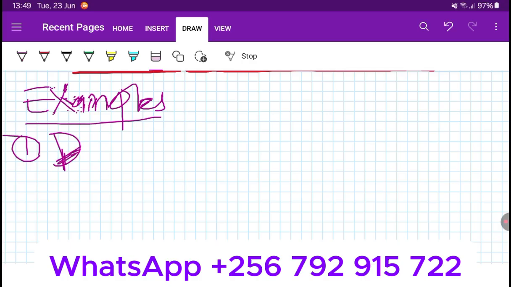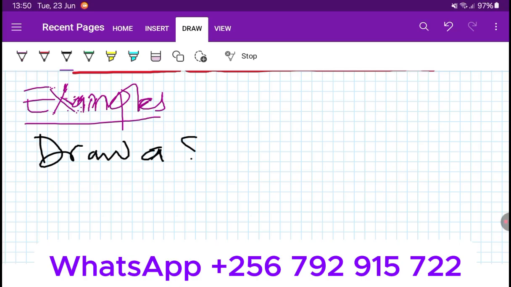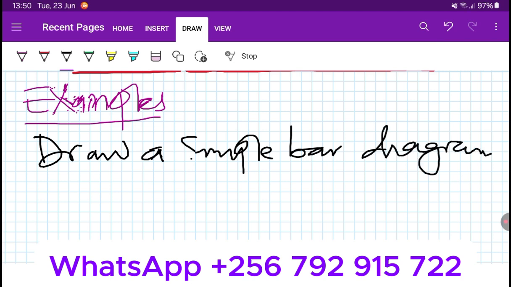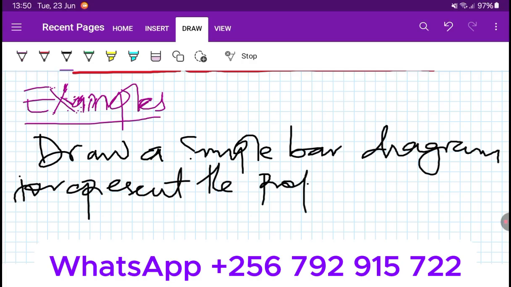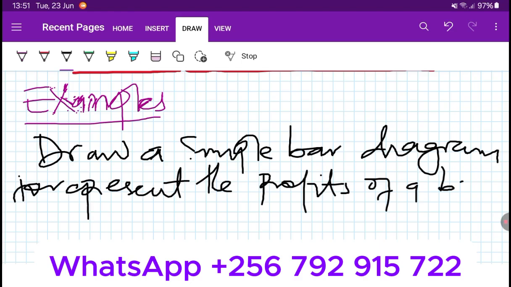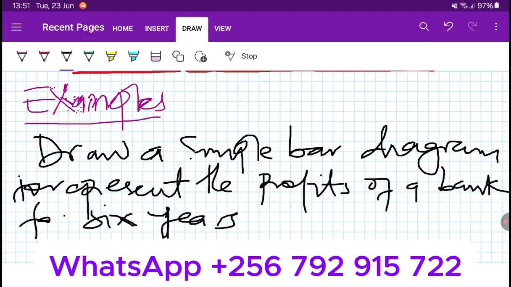we use a different color. Draw a simple bar diagram to represent the profits of a bank for 6 years. The profits of a bank for 6 years.